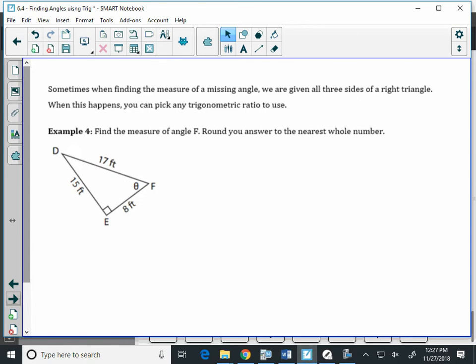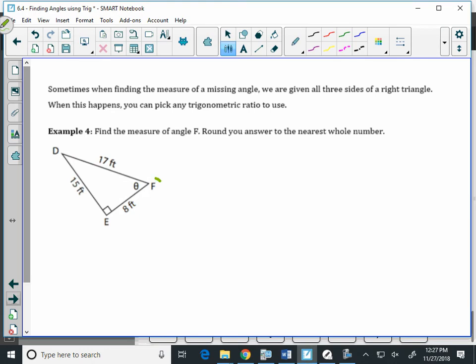Sometimes when finding the measure of a missing angle, we're given all three sides of the triangle. And then we're told to find the measure of the missing angle. When this happens, you can use any trig ratio you would like to use. Okay? Doesn't matter. So we take a look at example 4. It says find the measure of angle F. Round your answer to the nearest whole number.